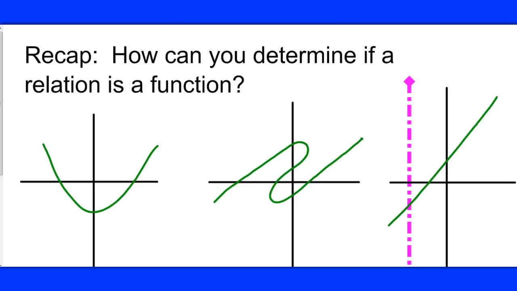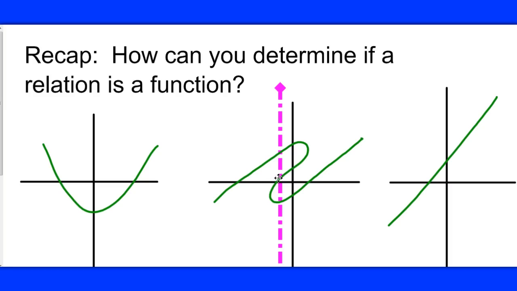All right, how can I tell from graphs? Remember, it's the vertical line test. So here's my vertical line. Let's take it over to this one. Holler if you see it touching the graph in more than one place at any given time. Nope, that's a function.